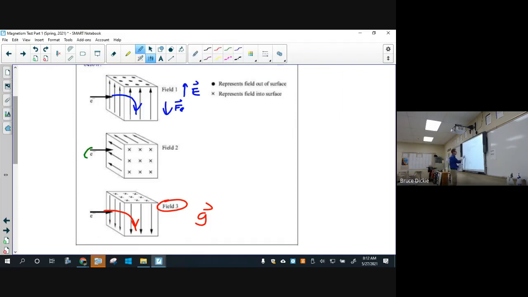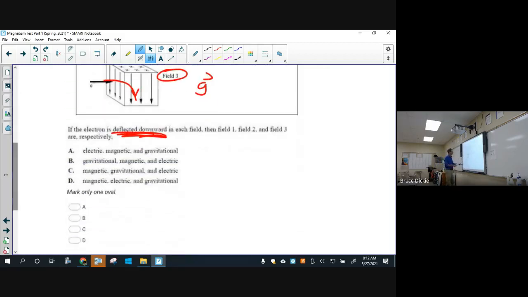This is a negative particle, so I'm going to use my left hand deflection rule, thumb in the direction of the particle, fingers in the direction of the field into the page, palm points downward. Sure enough, the deflection of the negative particle in a magnetic field pointing into the page would be downward. So field number 1 has got to be electric, number 2 has got to be magnetic, number 3 has got to be gravitational. Means the answer is going to be A for this one.